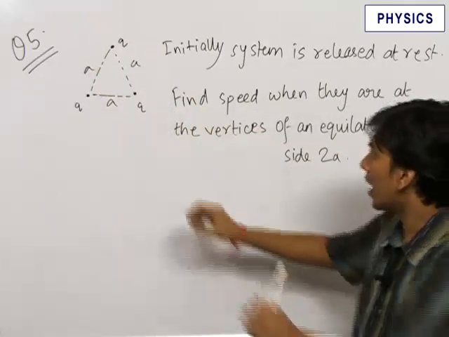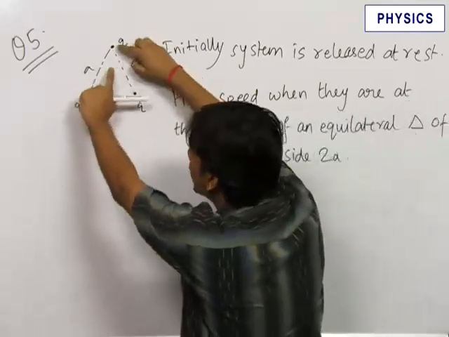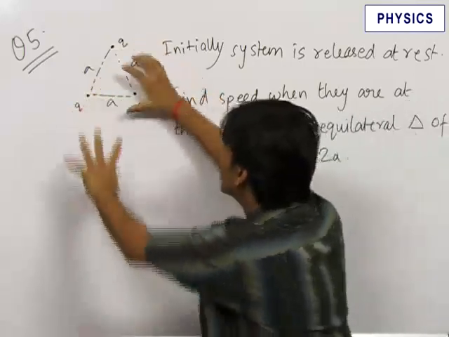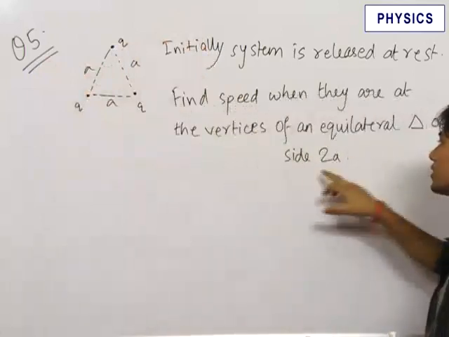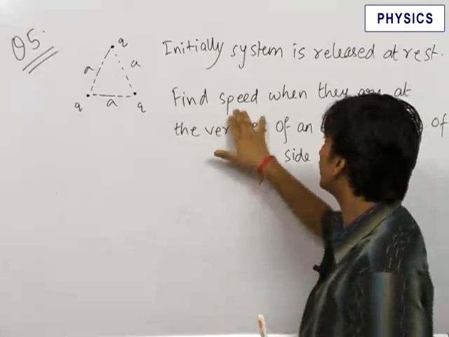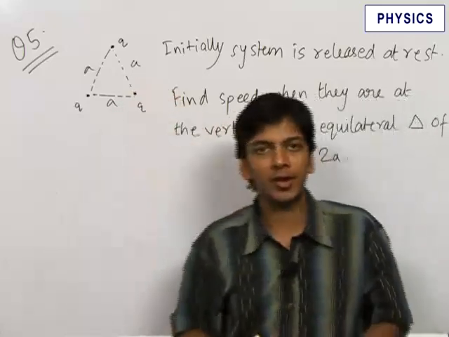Now, what happens is that due to the forces acting on each of them due to the other two, these start moving outwards. And when they reach the vertices of an equilateral triangle of side 2A, at that point of time we need to find out the speed of each of the charged particles.